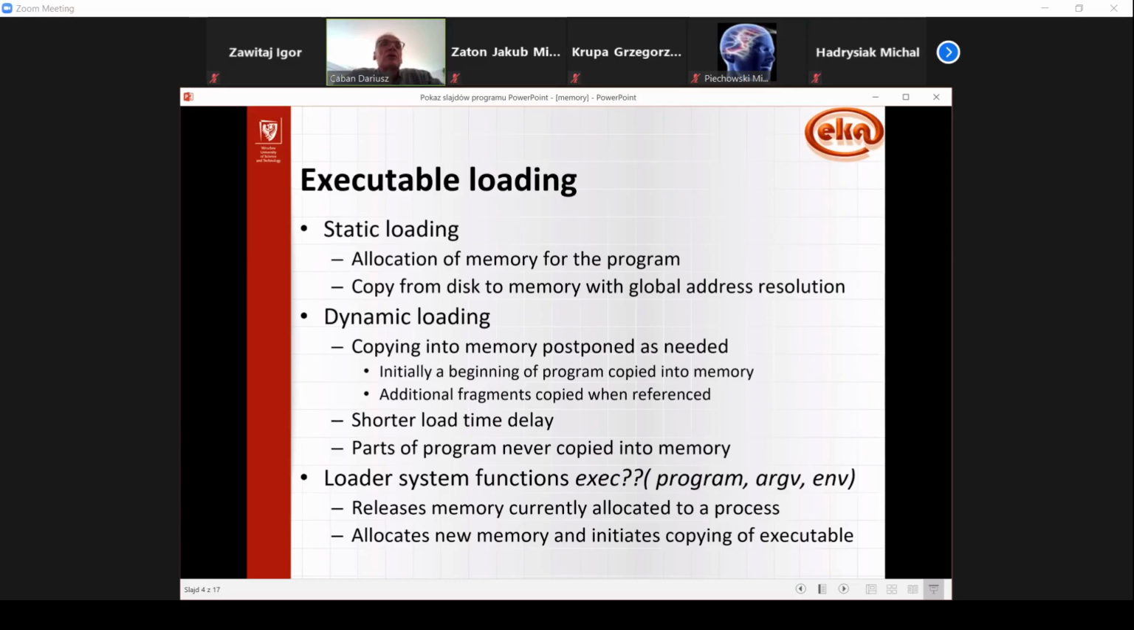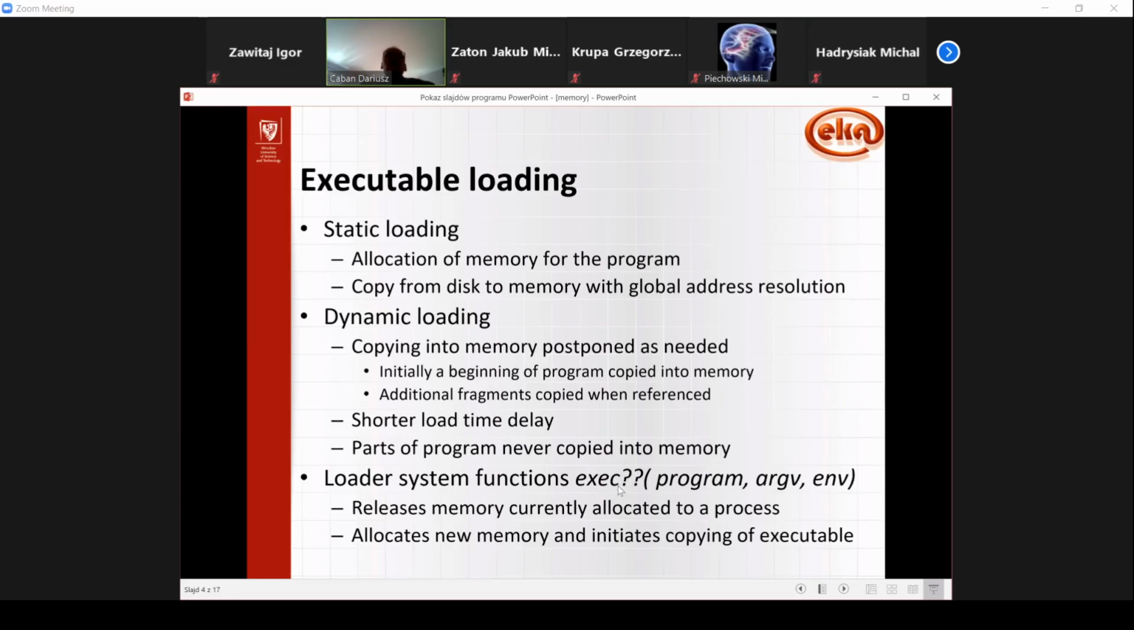I have mentioned a few times that there is a library function for doing all of that. This library function, or loader function, is called exec. I have written two question marks here because there is no function in C, at least, which is called just exec.